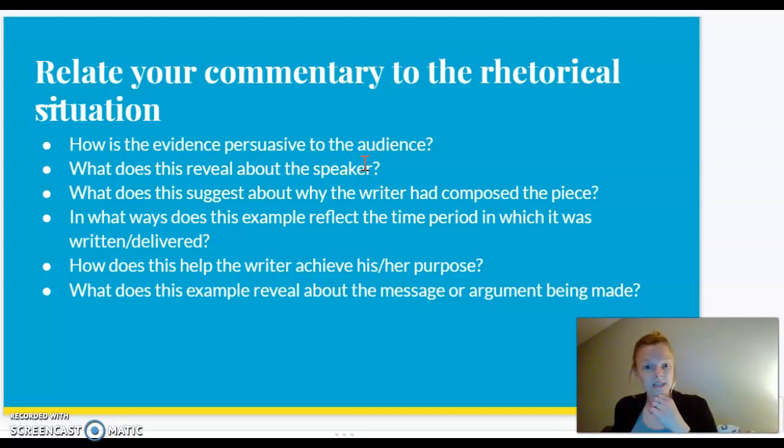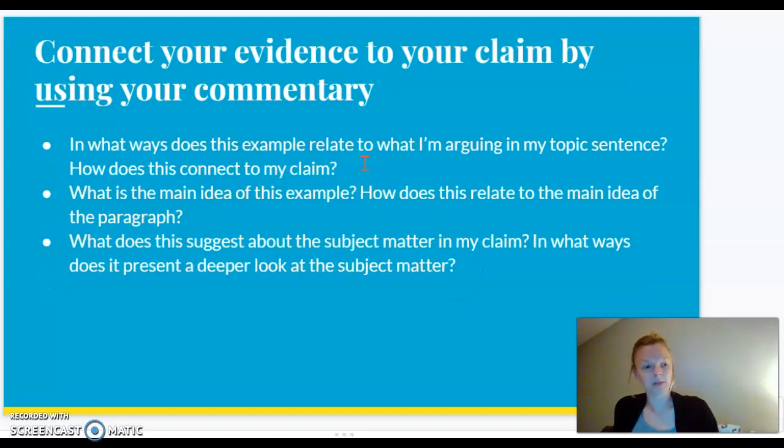In what ways does this example or evidence reflect the time period in which it was written or delivered? How does this evidence help the writer achieve his or her purpose? And what does this example reveal about the message or argument being made? So once again, good questions, they connect to that bigger picture. And then our last one, I think this should be a very obvious one that you are always thinking about.